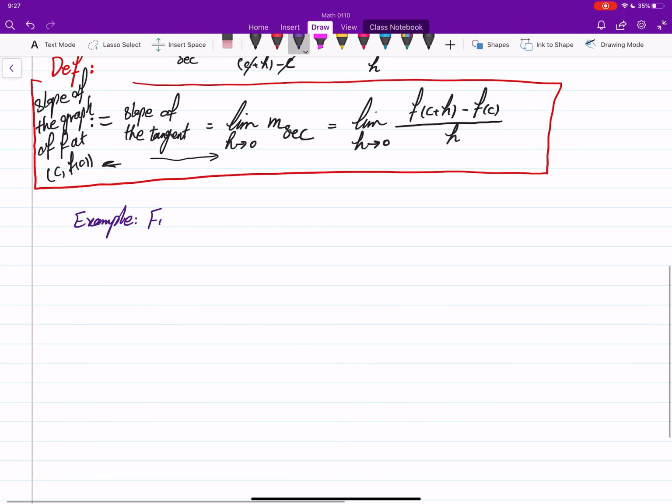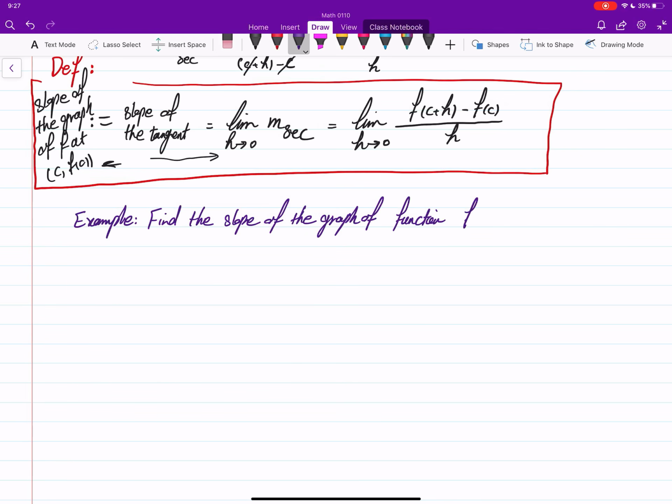Find the slope of the graph of function f of x equals x squared minus x at (1, 0).